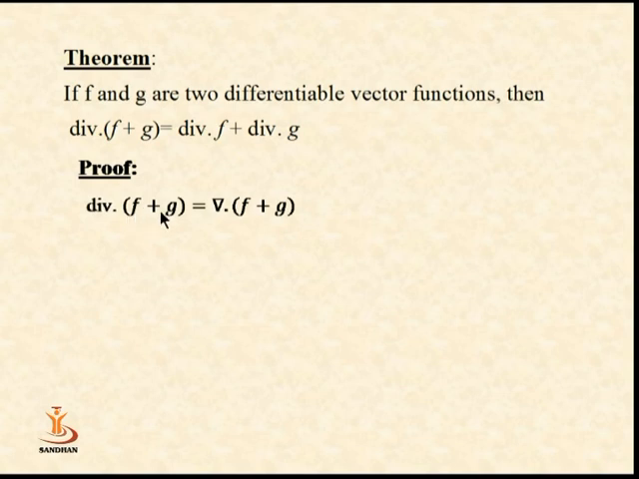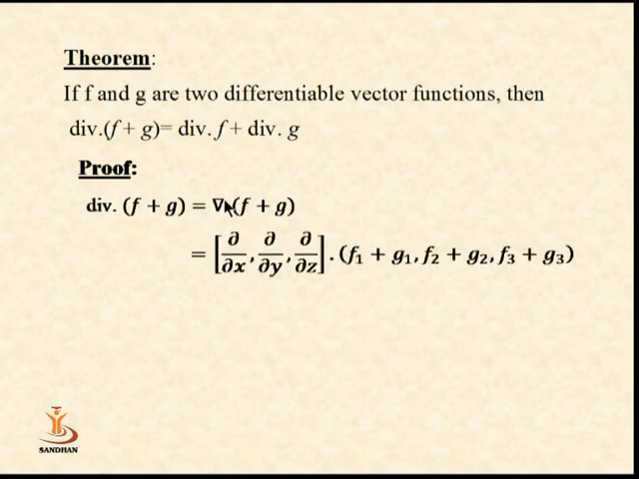Divergence of f plus g means del dot (f plus g). First we write the definition of del dot f, that means del by del x, del by del y, del by del z dotted with f. We know that f and g both are differentiable functions, and we take f equal to (f1, f2, f3) and g equal to (g1, g2, g3). Then f plus g becomes (f1 plus g1, f2 plus g2, f3 plus g3). Now we do the dot product of these two quantities.